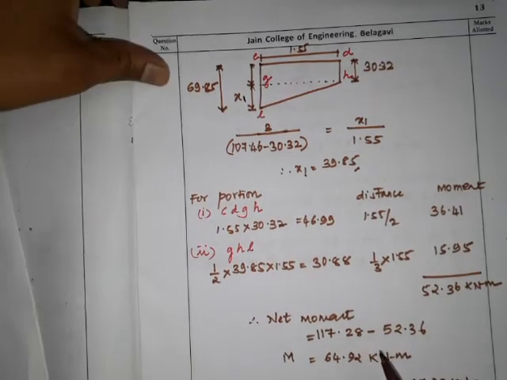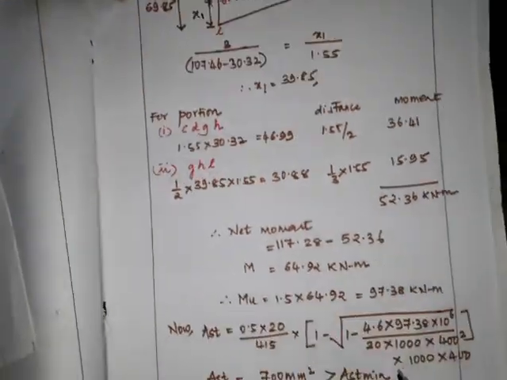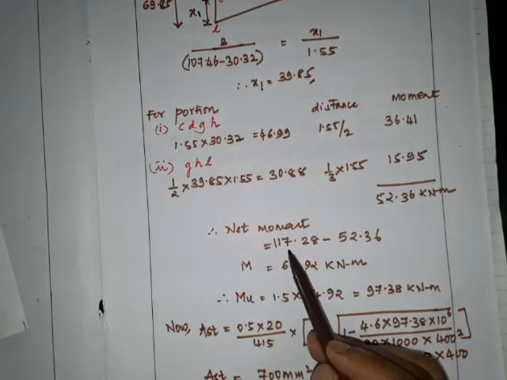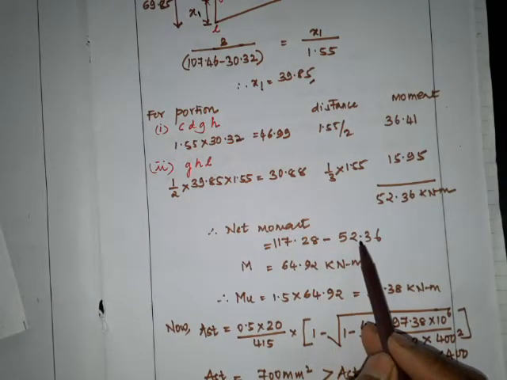Then we have to find the net bending moment. The net bending moment will be the total downward bending moment minus the upward bending moment, that is due to downward force minus due to upward force.